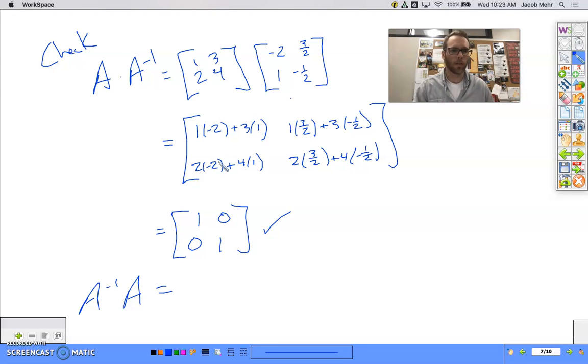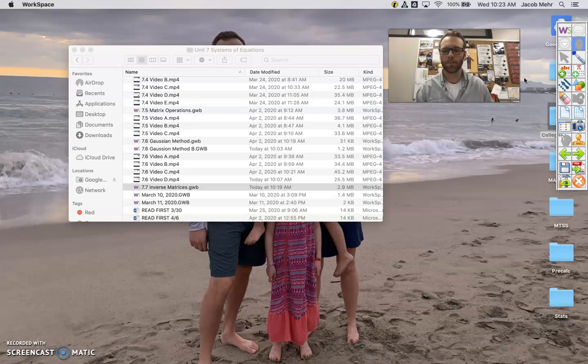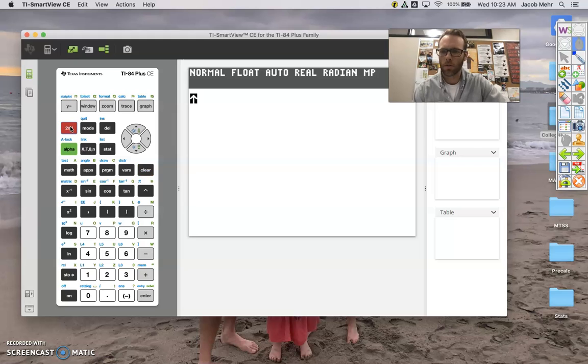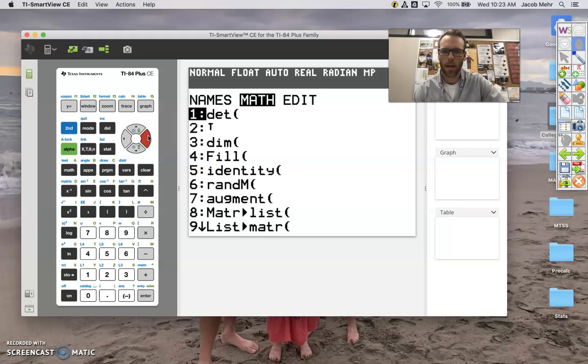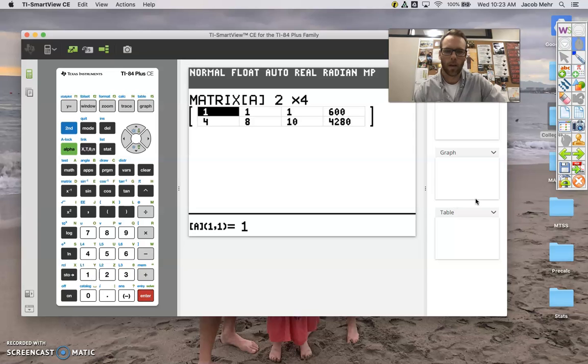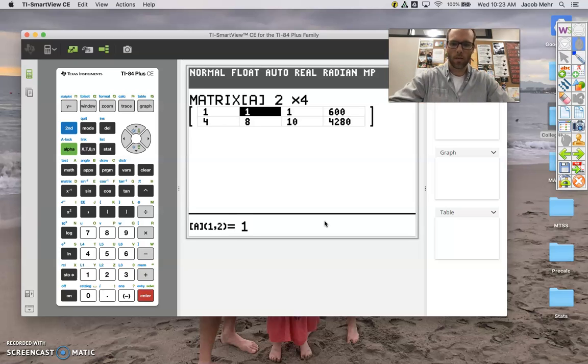Okay. Now, I do want to show you that, again, the advantage of the matrices is using our technology. What I can do is I can put this augmented matrix into my calculator. Let's see, where did my calculator go again? There it is. So I'm going to choose matrix. Let's edit matrix A. And now let's make it a 2x4 matrix. And we had 1, 3, 1, 0 across the top row. In our bottom row, we had 2, 4, 0, 1.